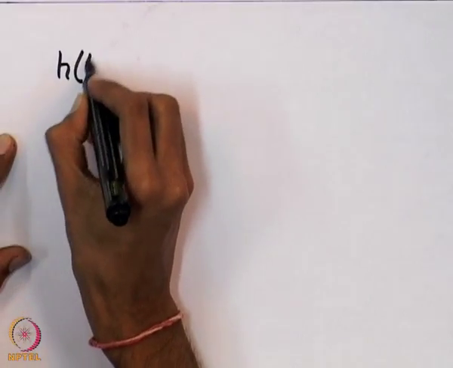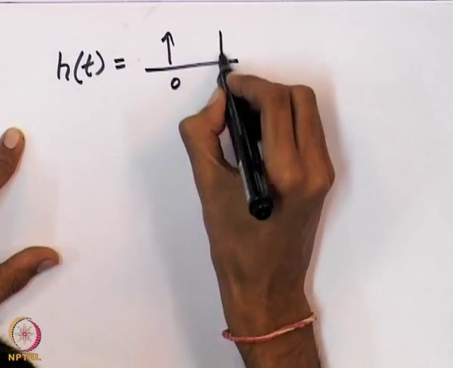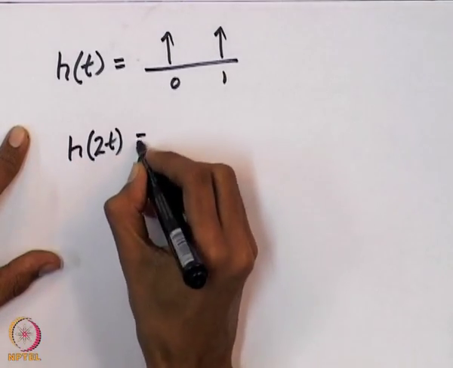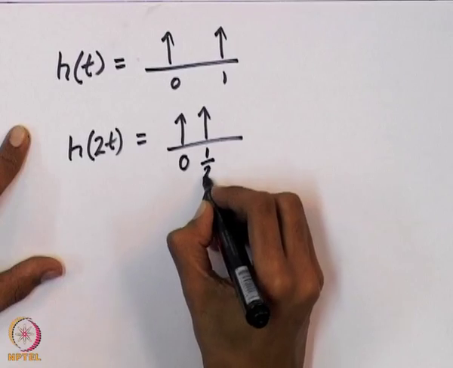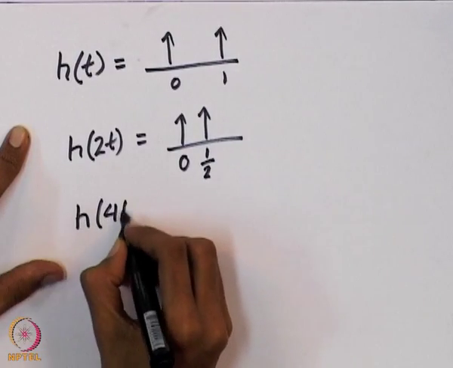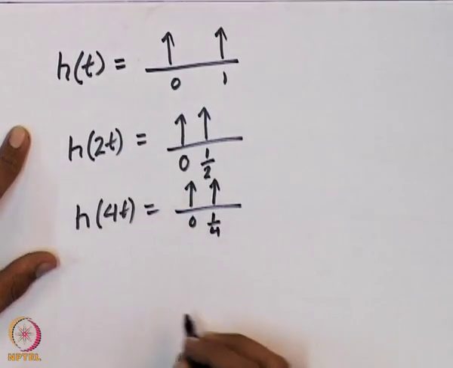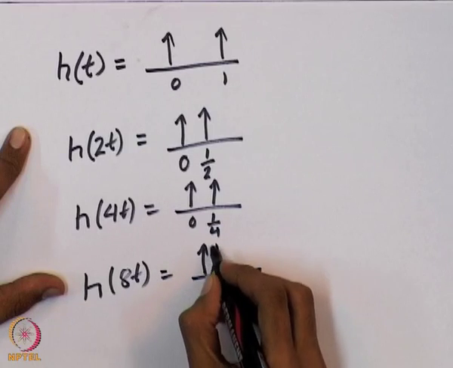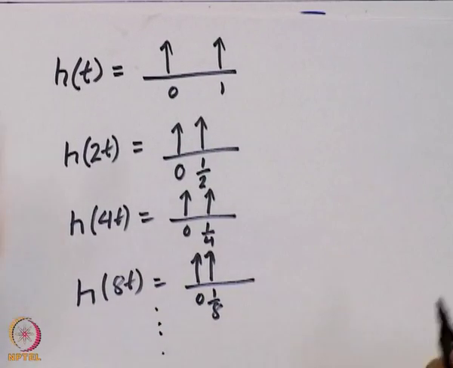Our h of t, if we try to draw, it has two impulses at 0 and at 1. If we try to draw h of 2t, it will look like this. There will be two impulses, one at 0 and one at half, and h of 4t similarly will look like this, and h of 8t will look like this. And similarly, we can keep drawing more dilates for h of t.